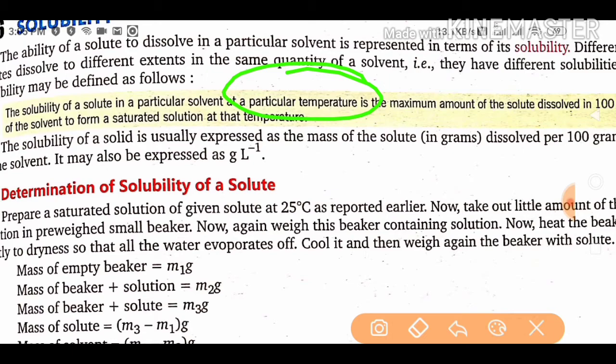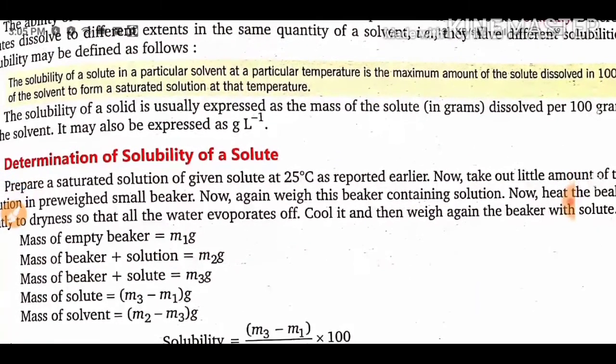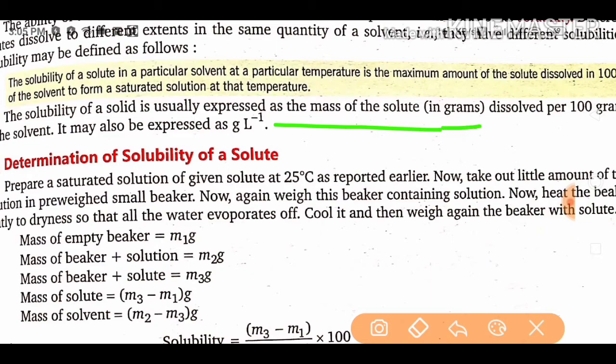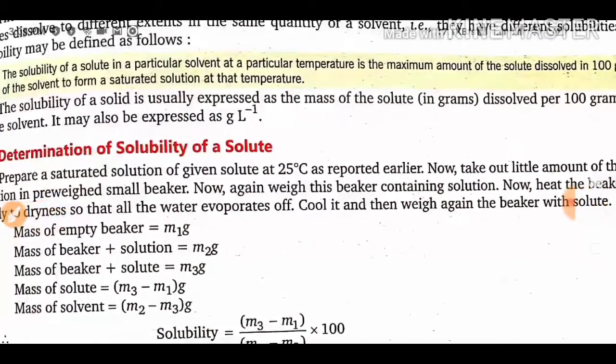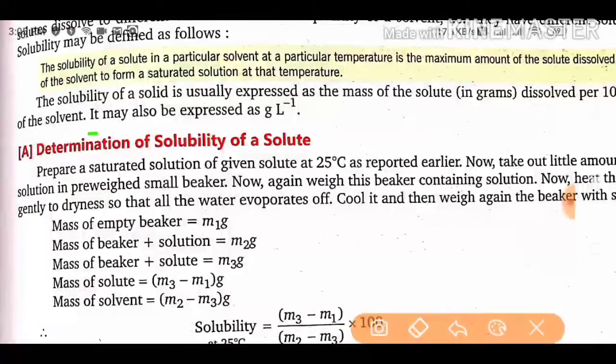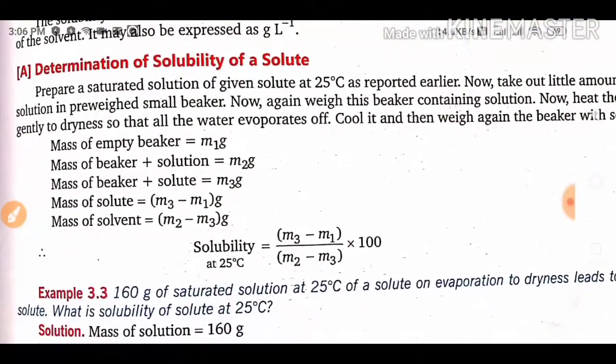Okay, the solubility of a solid is usually expressed as the mass of the solute in grams dissolved per 100 grams of the solvent. It may also be expressed as gram per liter. So how can you determine the solubility of a solute? Prepare a saturated solution of the given solute at 25 degrees centigrade, as reported earlier.